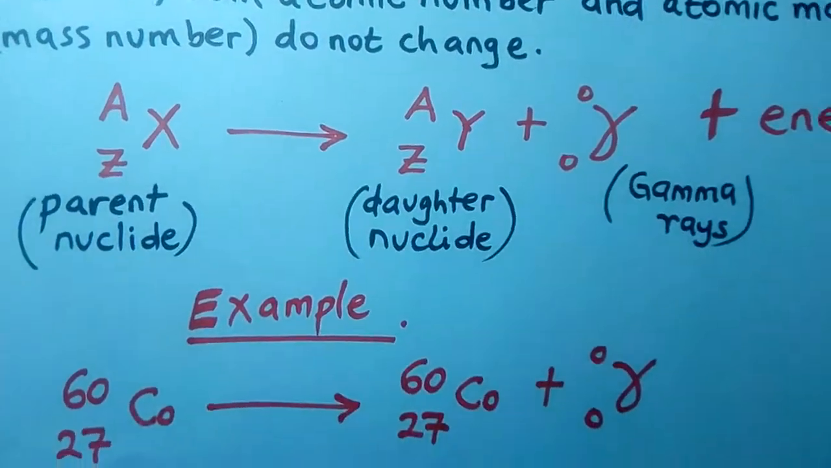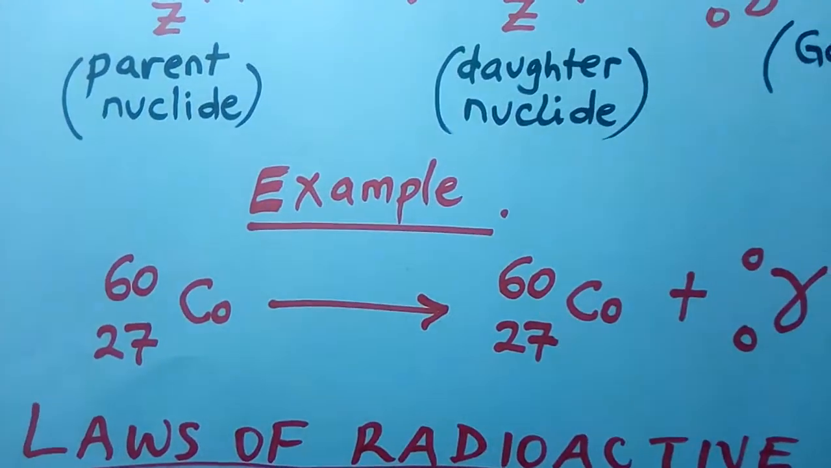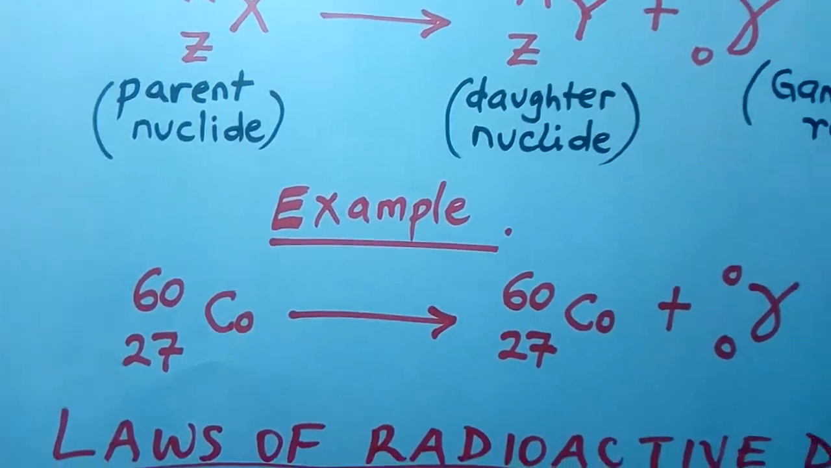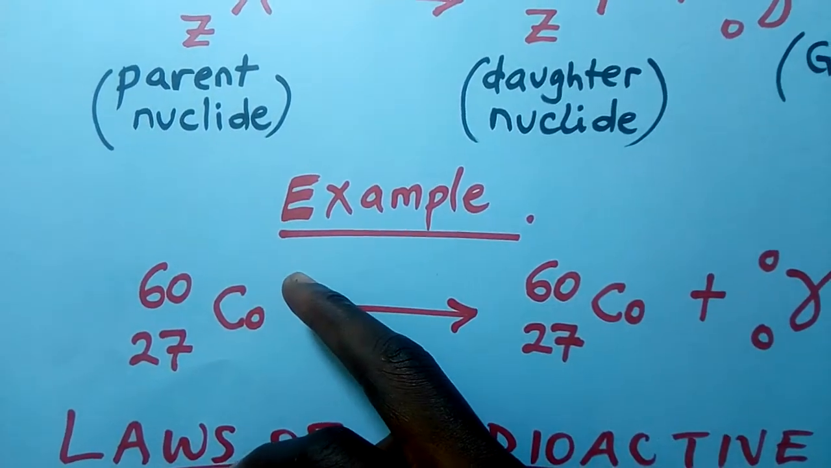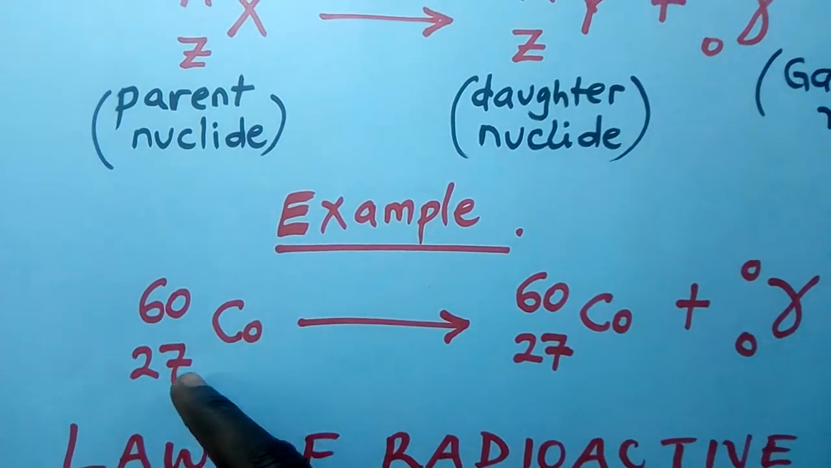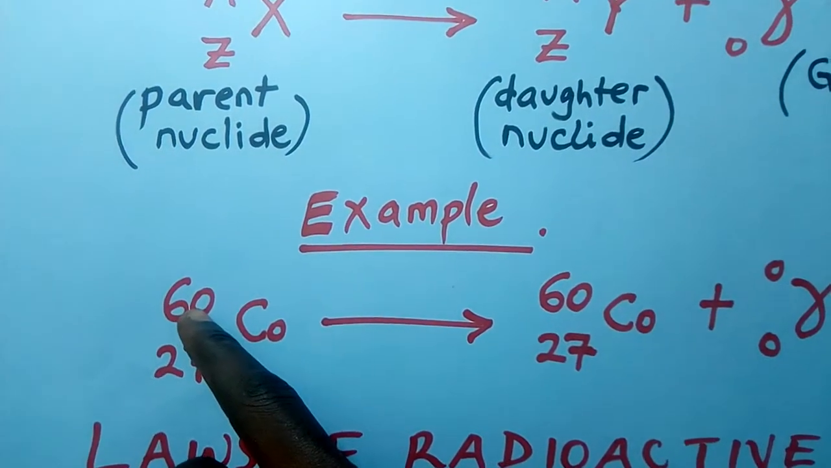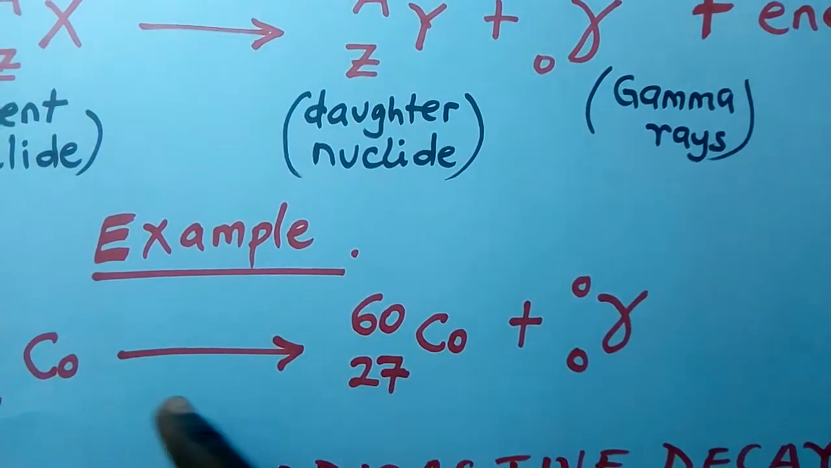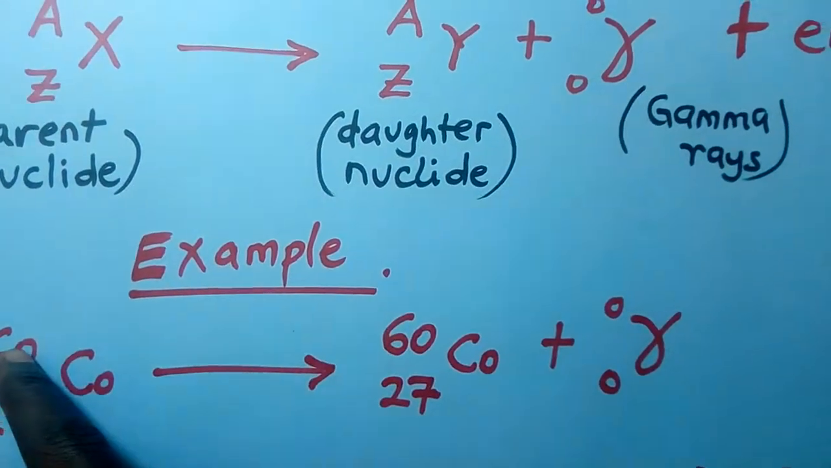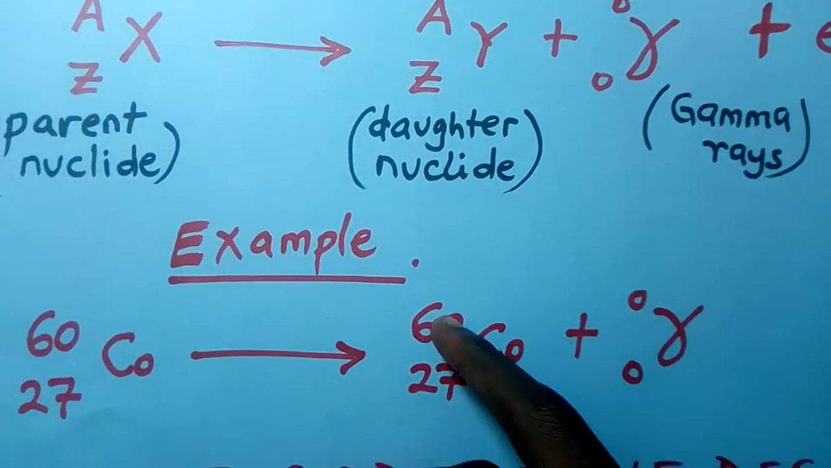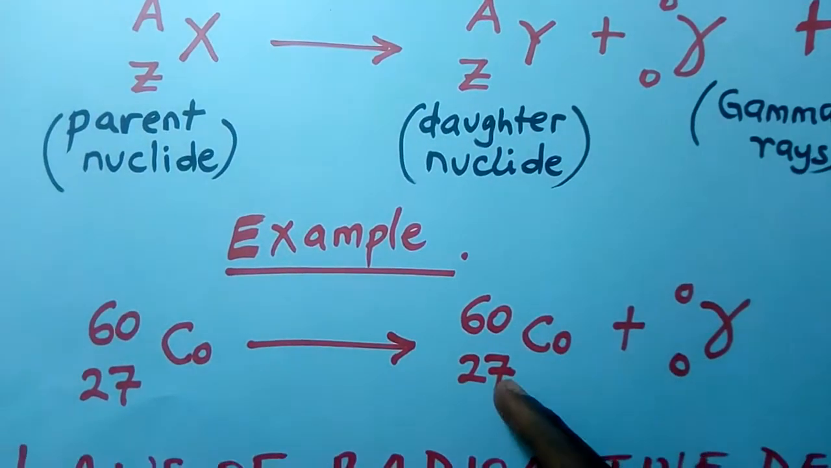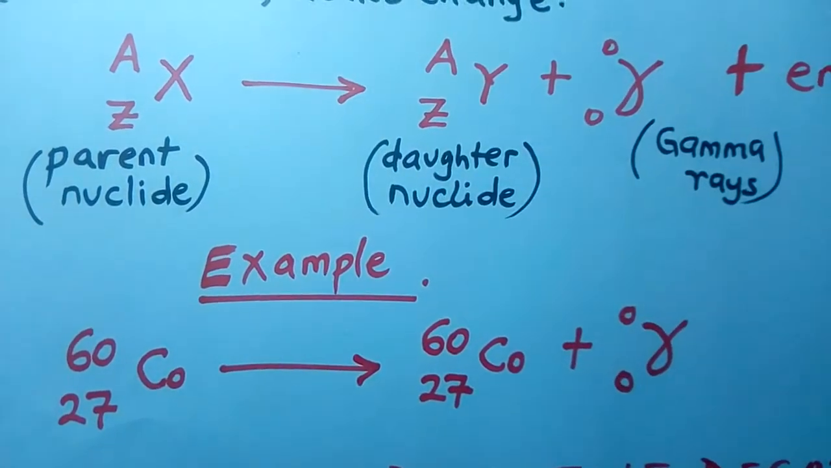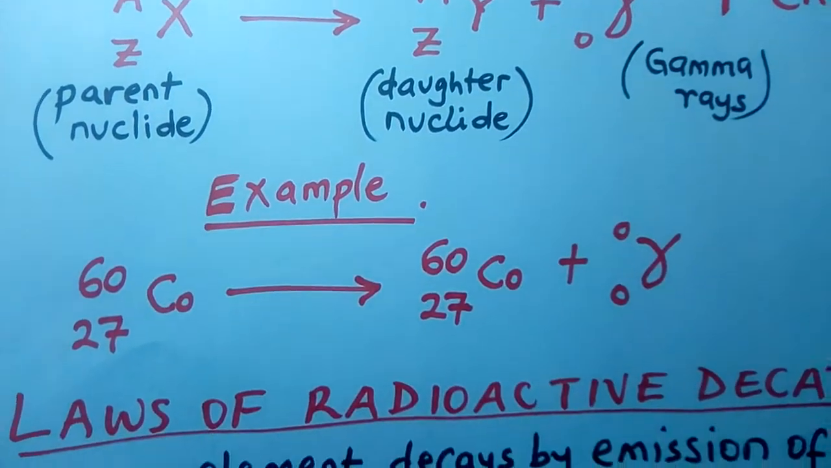So let us look at an example. Look at this. This is the parent. The parent is called what? The parent is called cobalt. Atomic number 27, mass number 60. It produces a daughter which has also the same atomic number and mass number plus gamma rays. When you add 0 to 60, you get 60. When you add 0 to 27, you also get 27. So this is a good example of an equation involving gamma decay.